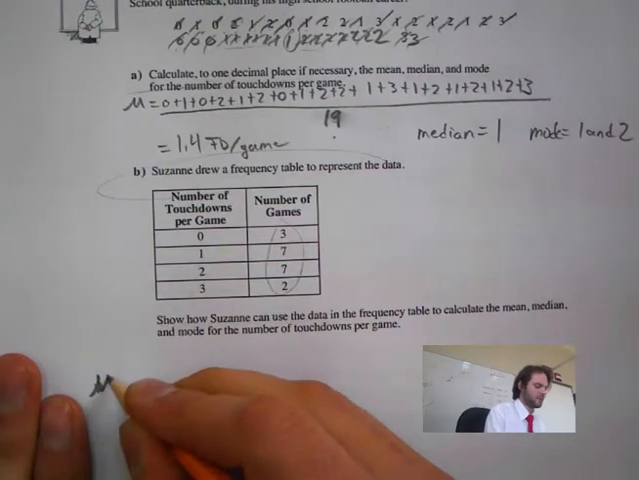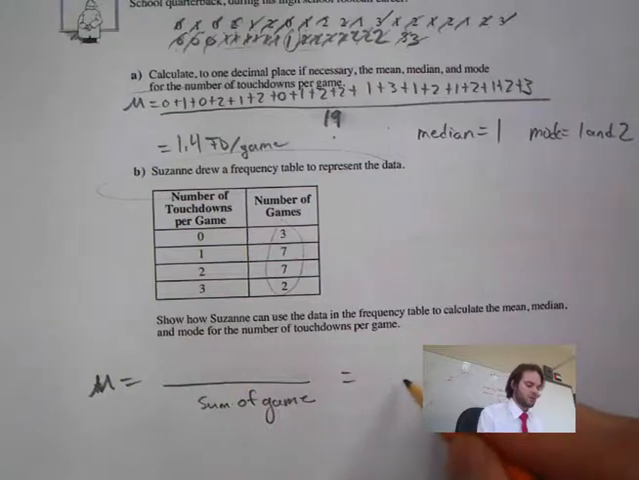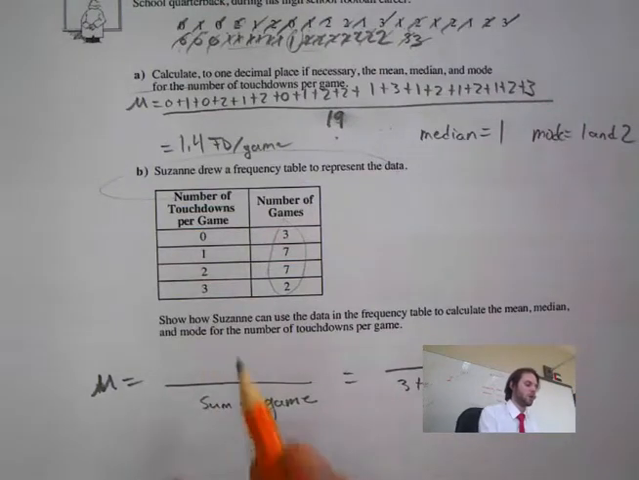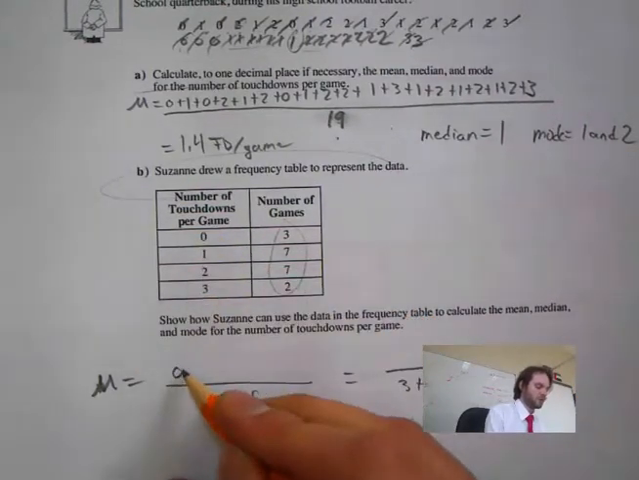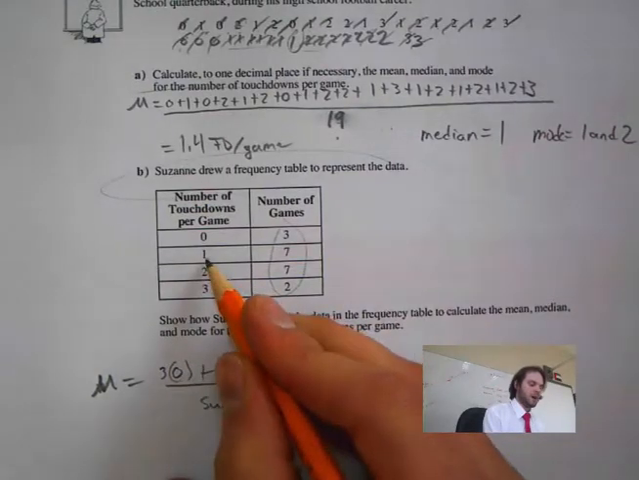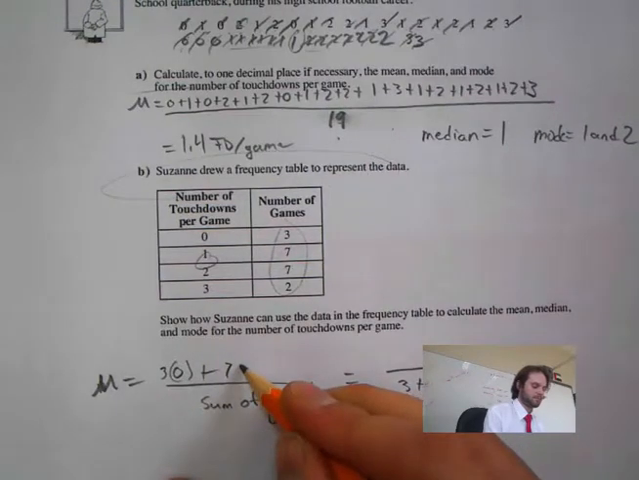So we're looking at the mean, right? It's equal to the sum of games, which is equal to 3 plus 7 plus 7 plus 2. Now let's take a look at the top. How many zeros? We have 3 times he scored 0, plus, how many for 1? We have 7 times he scored 1.